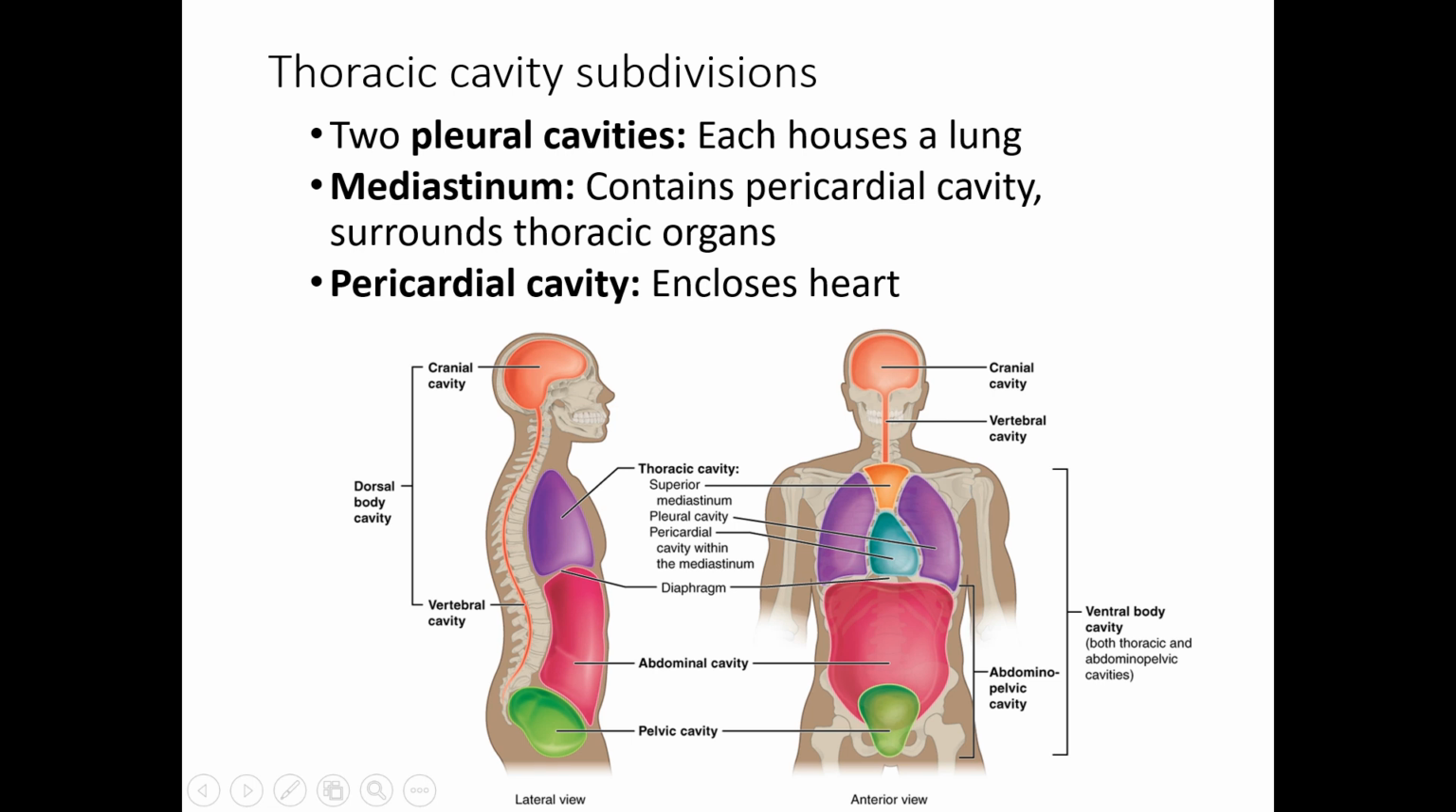So please know the location of each cavity and what organs are located in them. Also, pay attention that each cavity can be located inside of another cavity. For example, the pericardial cavity containing the heart is located inside of the thoracic cavity, and the thoracic cavity is a part of the ventral cavity.